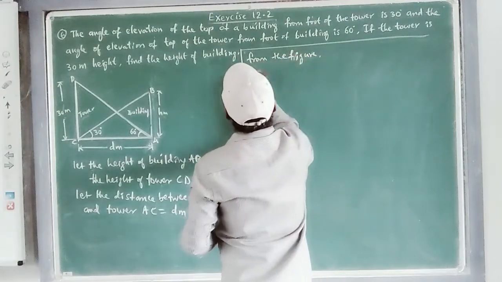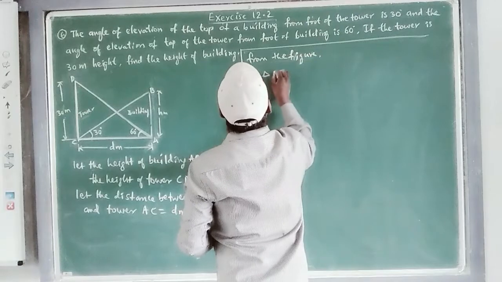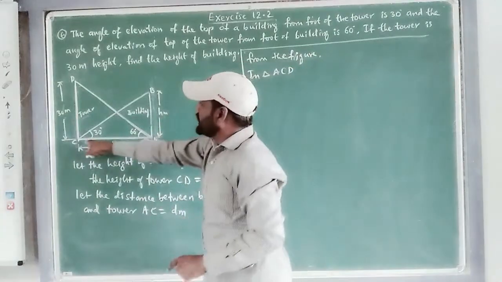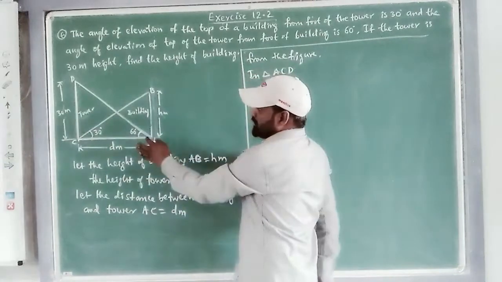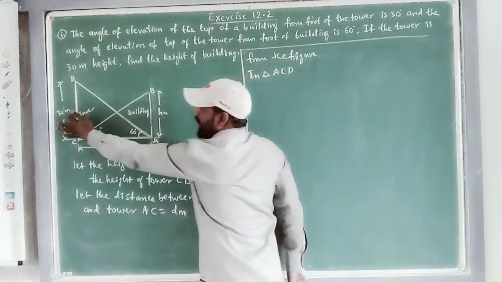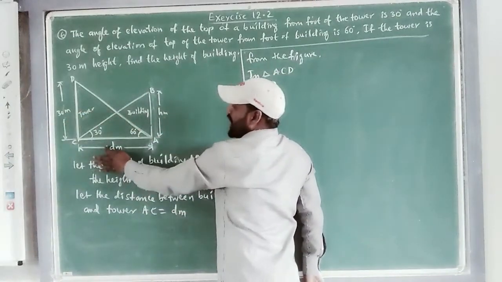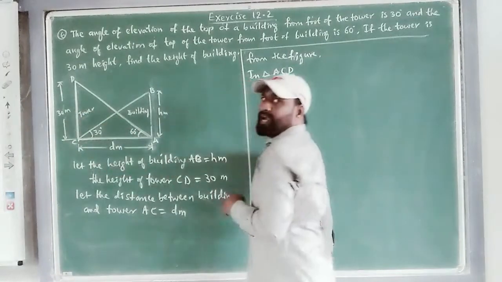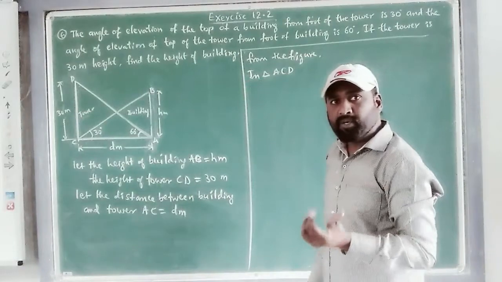In triangle ACD, where the tower is involved with CD, with respect to this angle, this is the opposite side and this is the adjacent side. Opposite side and adjacent side are involved in the trigonometric ratio tan.